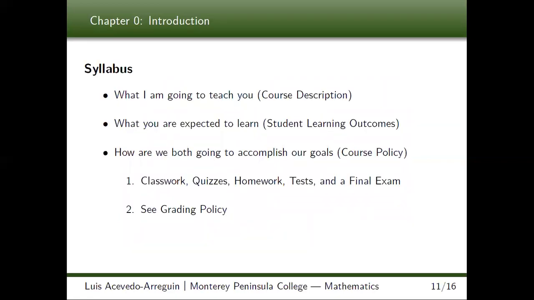In the syllabus, you're going to see a lot of things. You're going to see what I'm going to teach you, which is the course description. You're going to see also what you are expected to learn. Those are the student learning outcomes, the SLOs. Then I'm going to give you an idea of how we are both going to accomplish our goals. That is the course policy, and this is in some sense described by the classwork, quizzes, homework, tests, and the final exam that you need to take. And I think you are wondering about the grading policy.